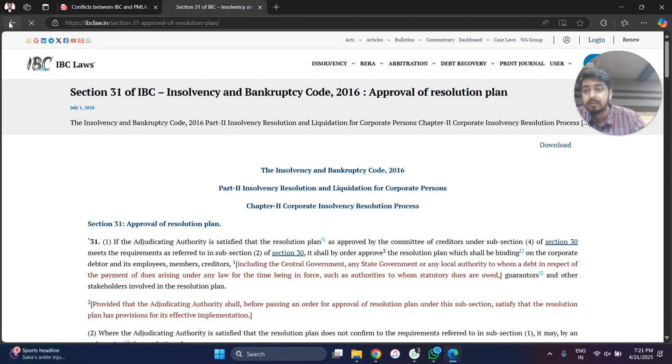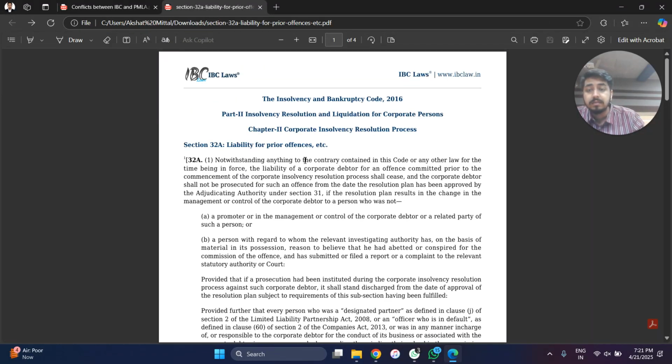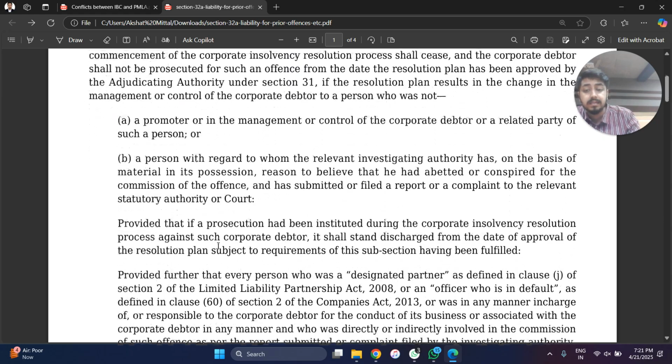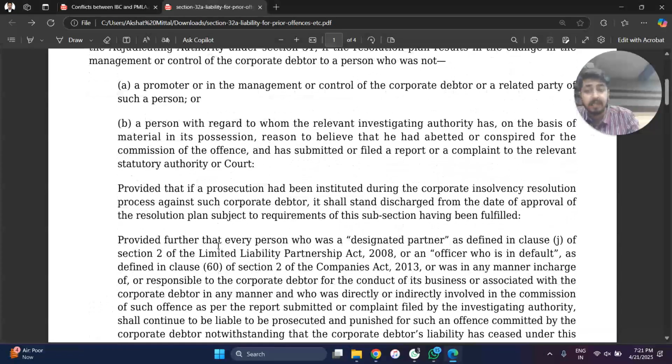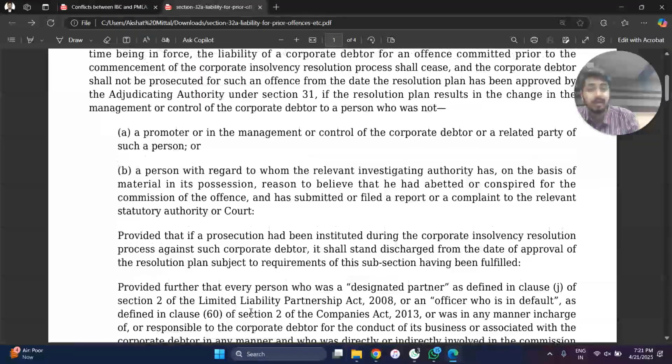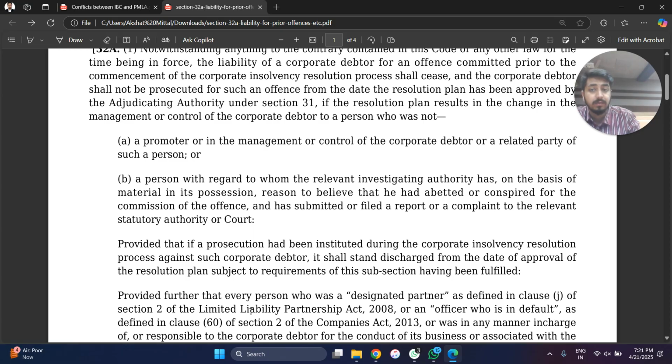When we read the language of Section 32A, it is given that the liability of a corporate debtor for an offence committed prior to the commencement of the CIRP shall cease. However, we have to read this along with sub-clauses A, B and the provisos in sub-section 2. Then only it will make sense and we can understand the purpose of Section 32A better. So I just start from here.